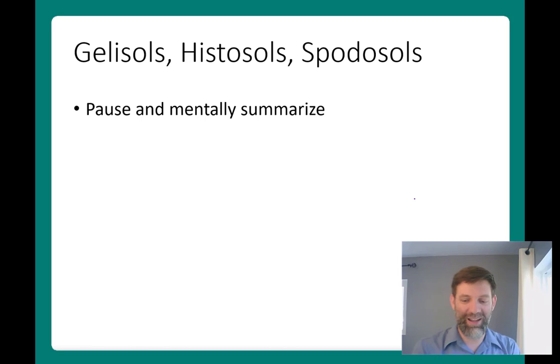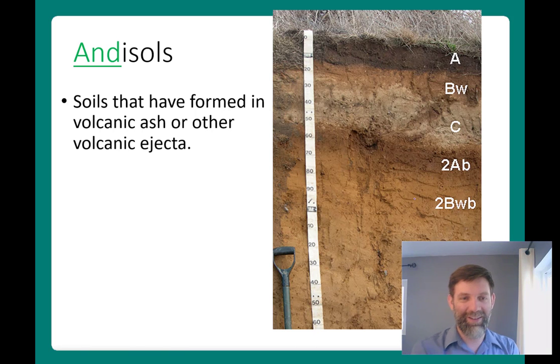All right, we're going to hit 3 more before we wrap up this video, and we'll get to the last 6 in the next section. The next one is andisols. Andisols form from volcanic material, volcanic ash or other ejecta most of the time.